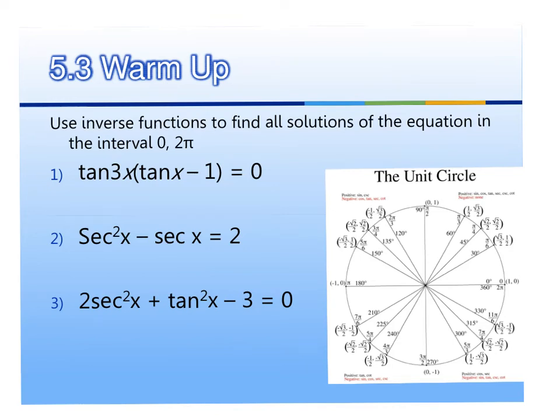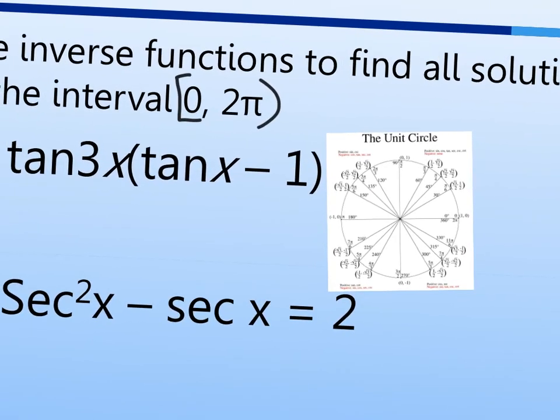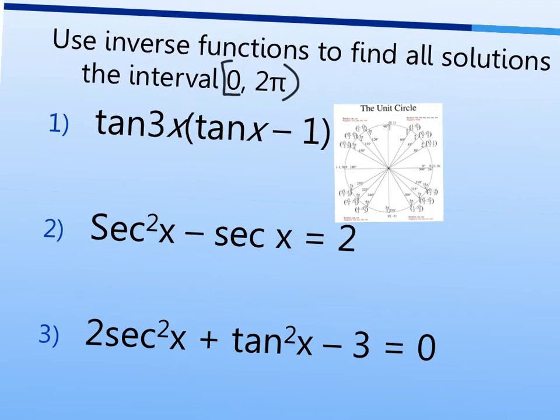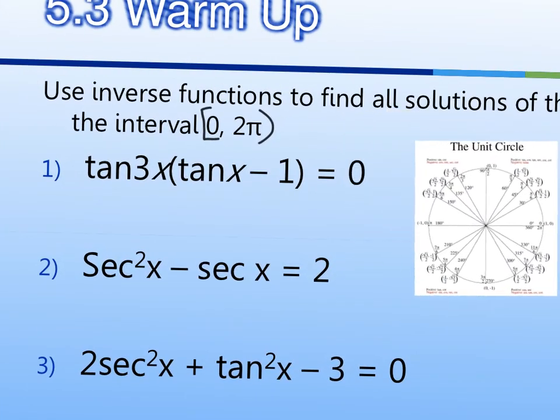Right, so the warm-up for 5-3 covers your solving of your trig equations. The directions this time said find them on the interval of 0 to 2 pi, and that should have a bracket on the 0 and a parenthesis on the 2 pi, okay? Which means I'm going to start at 0 and go to 2 pi, but I don't need to include 2 pi because I've already included it by using 0.